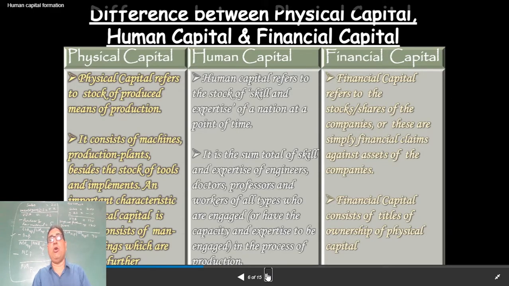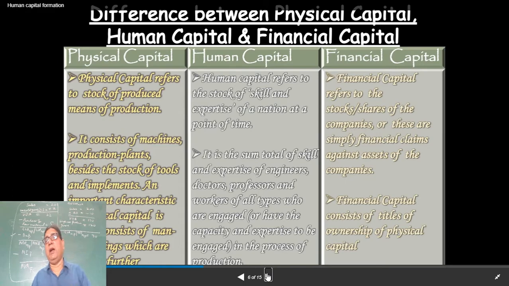Human capital refers to the stock of skill and expertise of a nation at a point of time. Right? That is correct. So financial capital refers to the stock, shares of the companies, or simply financial claims against assets of the company. Right? See, so that is the important thing.